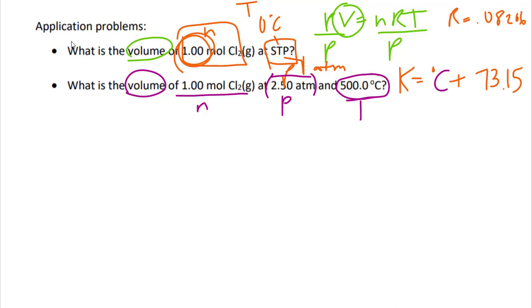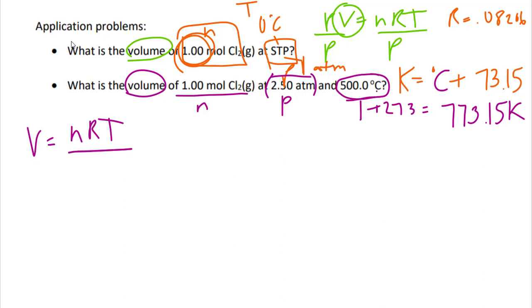We know that if I take my Celsius and I add 273, so plus 273, I would get a temperature of 773.15 Kelvin. Now let's plug in, we just solved up here, we said volume is equal to nRT over pressure.